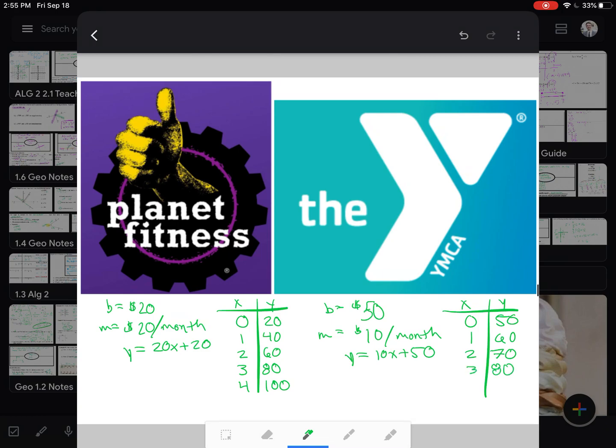And it looks like by that third month here, we found the point where we come together, where they're equal. So prior to that point, Planet Fitness is cheaper, but if you're going to work out long-term, it looks like the Y is a better deal. So at month 3, we have the same cost. So that solves it for us. If you're going to work out for more than 3 months, definitely do the Y. If you're only going to work out for 3 months or less, looks like Planet Fitness is a good deal for you.